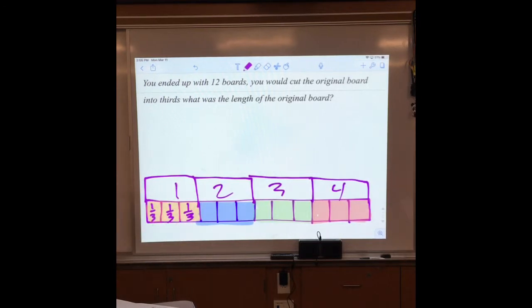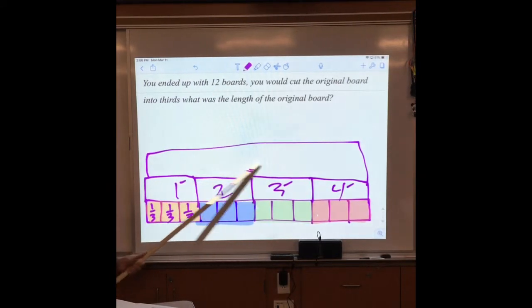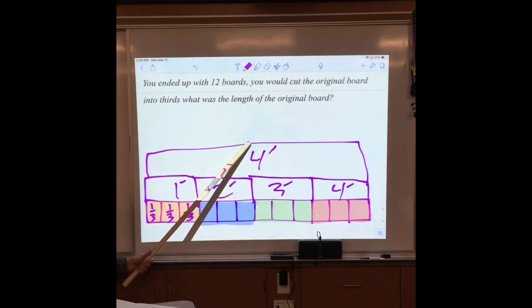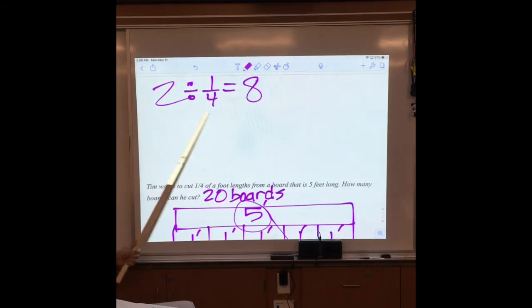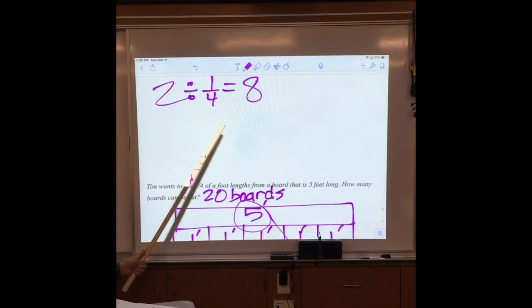Let's pretend they're feet. So how big was my board originally? 4 feet. And we cut them into thirds, right? So that would be something we could do, working our way backward to get our answer of 4. Okay, now we need to do this problem. I wanted to show you this problem again. How do we go about doing this as a mathematical problem? How do we do it as a math sentence?